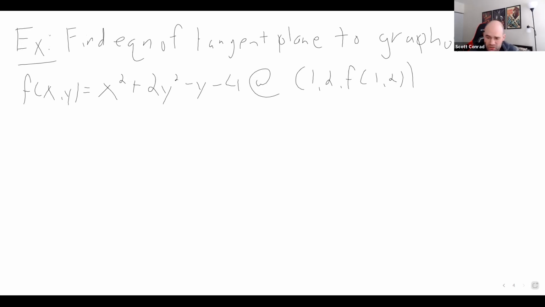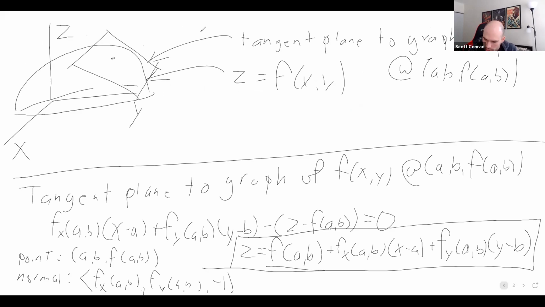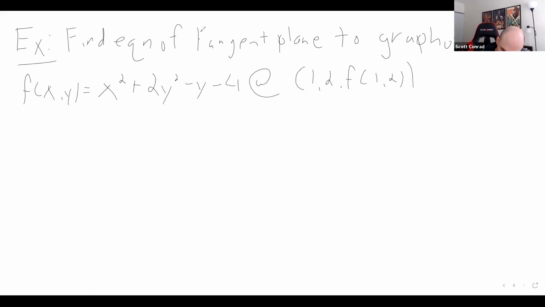Okay, so for the equation of the tangent plane, sometimes you'll be given a point on the plane. You'll be given f of 1, 2 sometimes, but we're not in this case. So we need f of 1, 2. We need the partial with respect to x at 1, 2, and we need the partial with respect to y at 1, 2.